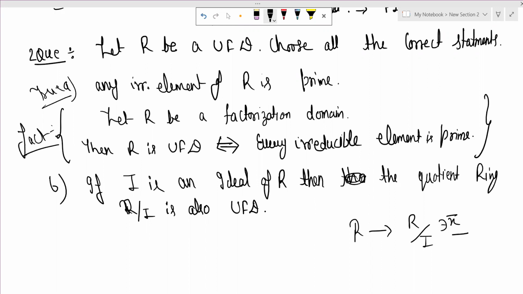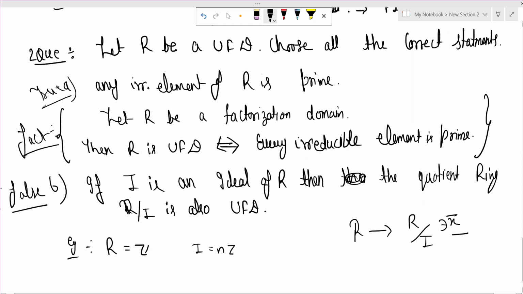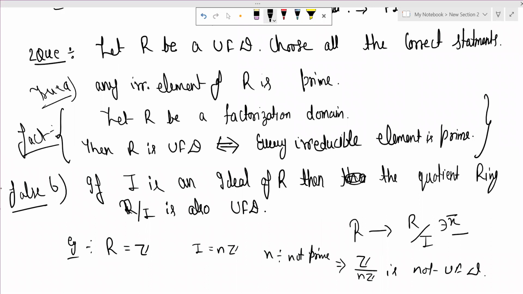Okay. So let's see. The next statement will say something more. So this is false. So what is the example? Example: R equals Z, I equals NZ, and N not prime. This implies Z mod NZ is not a UFD, right? Not even an integral domain.